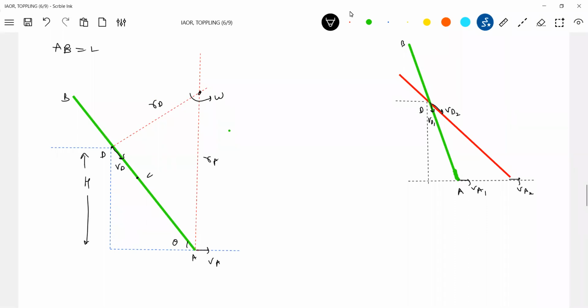Now can I find out RA? Yes, we know, because we know the distance AD. H is given. From that I'll find out AD. I know theta, and this angle is 90 degrees, and this angle is 90 degrees, 90 minus theta, this will be theta. Rest all mathematics we know. We'll get the omega. If you know omega, then you bring the RB.